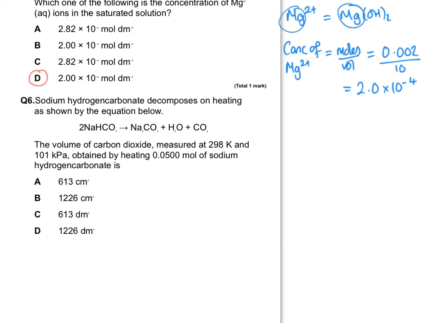Okay, for this next one, sodium hydrogen carbonate decomposes on heating as shown in the equation below. The volume of carbon dioxide measured at the temperature and pressure given, obtained by heating 0.05 of a mole of sodium hydrogen carbonate, is. Okay, so the first thing we need to do is to work out the moles of CO2. And if we have a look at the equation, 2 moles of sodium hydrogen carbonate give us 1 mole of carbon dioxide. So the moles of carbon dioxide are going to be half the moles of sodium hydrogen carbonate.